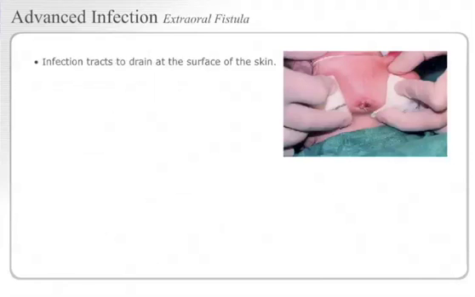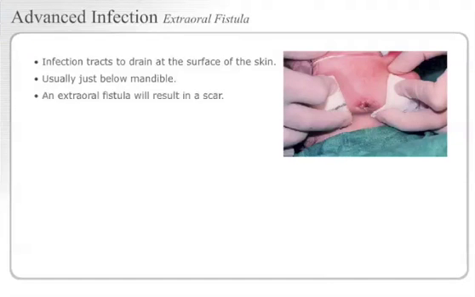Extraoral fistulas result when an infection in the jaw tracks to drain at the surface of the skin, usually just below the mandible. The creation of a drain is a natural step in the resolution of infection. However, the preferred location is into the mouth. An extraoral fistula will result in a scar. If a patient presents with an extraoral fistula, prescribe antibiotics and refer the case to an oral surgeon as soon as possible.